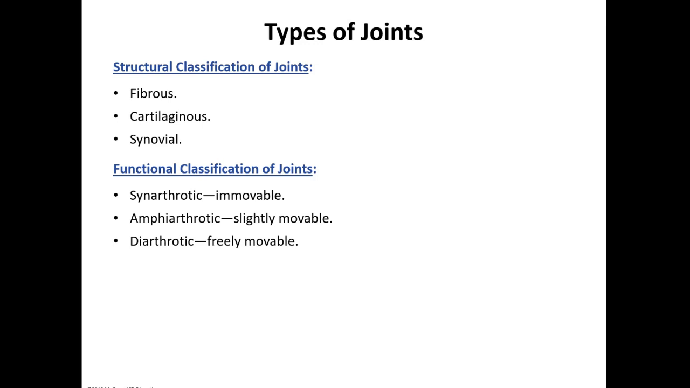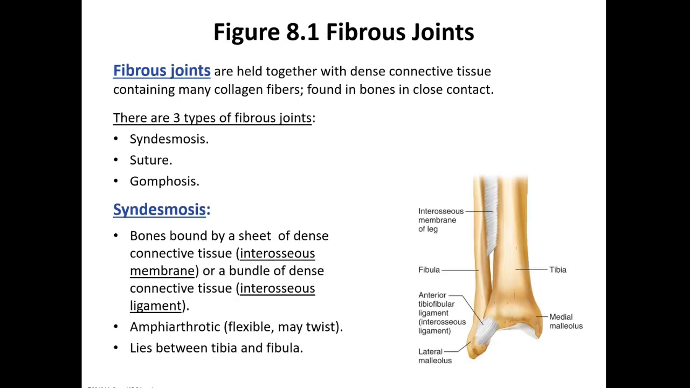Okay. So let's look at the fibers. Here's a slide showing us figure 8.1. It's titled fibrous joints. Fibrous joints are usually seen in dense connective tissues that have a lot of collagen fibers. They are seen in connective tissues that are dense because they have a lot of collagen fibers.